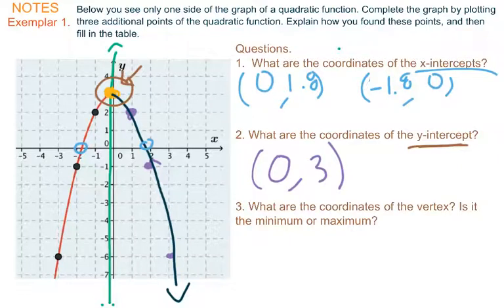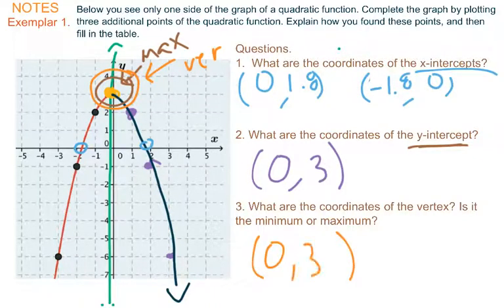And then the coordinates of our vertex, well, that just so happens to also be this same point. And it's also our maximum. Okay? And our vertex is written as an ordered pair, and it is also 0, 3. Because this opens down, it has a high point, so this is a maximum.